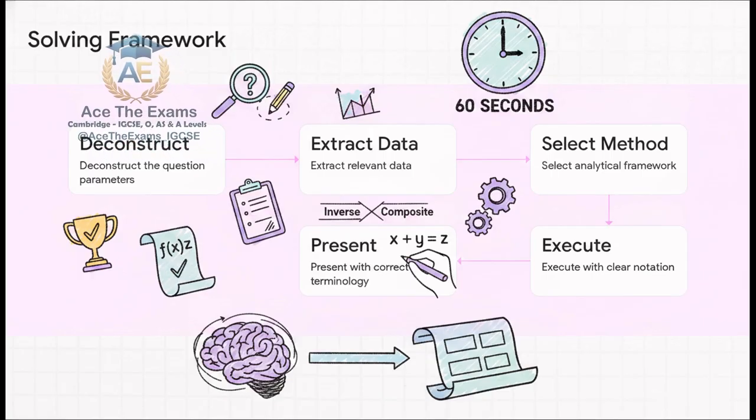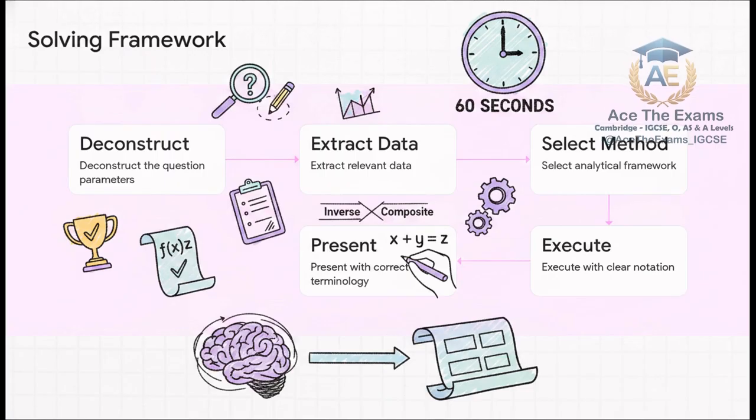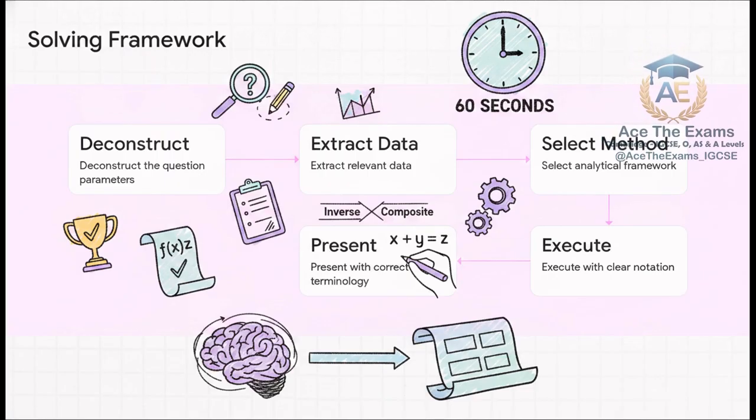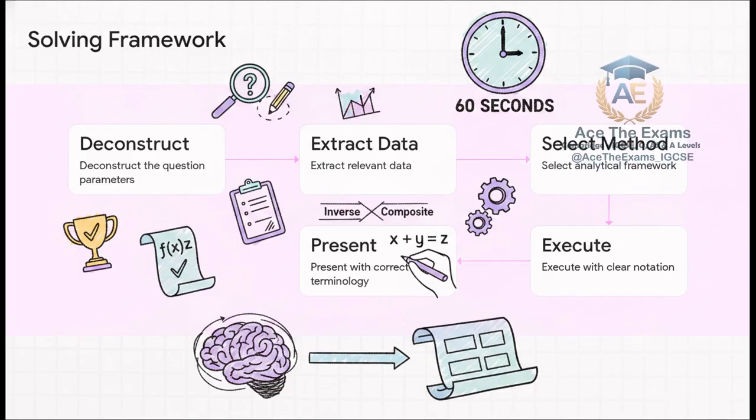Imagine a 30-second timer is ticking down on your screen right now. I'm going to show you a process, and I want you to spot how PEEL applies. If we give Alex and Sam this precise 5-step sequence, their chaotic 0-mark answers completely transform. Step 1, deconstruct the question and highlight the command word. Step 2, extract relevant data and write down the given functions clearly on the page. Step 3, select the analytical framework.